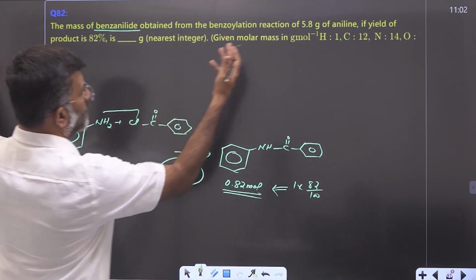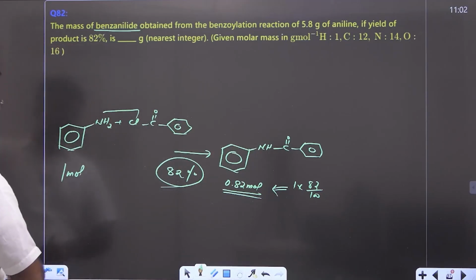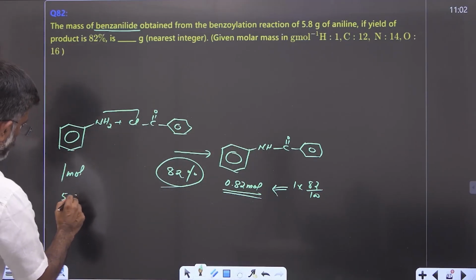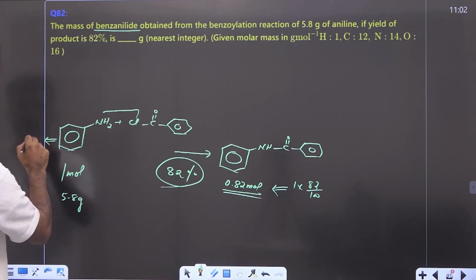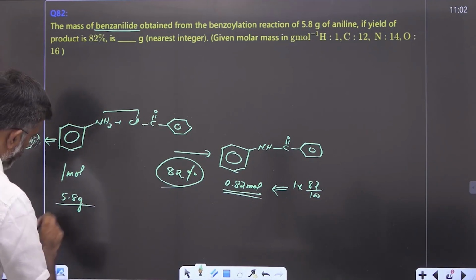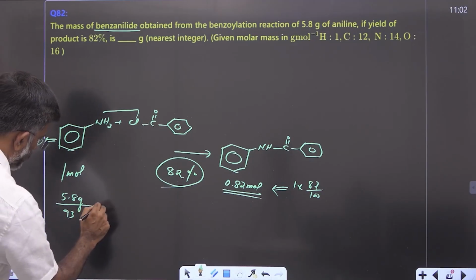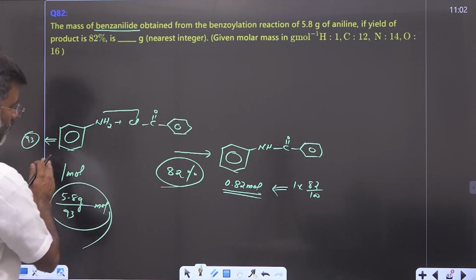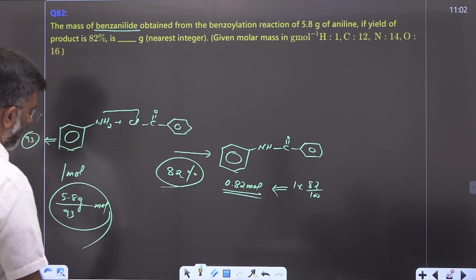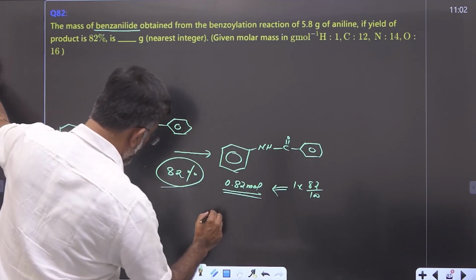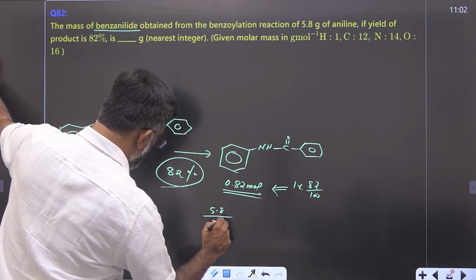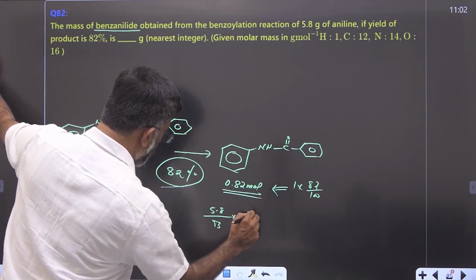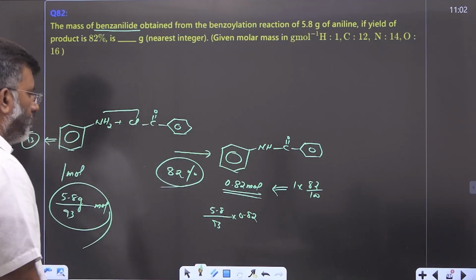Now, how many moles here? 5.8 gram aniline, molar mass 93. So 5.8 divided by 93 mole. 1 mole gives 0.82 mole. Therefore, this much moles will give you 5.8 divided by 93 into 0.82 mole.